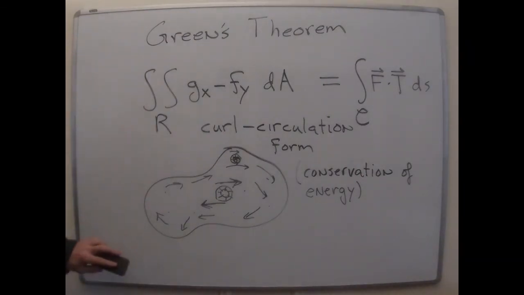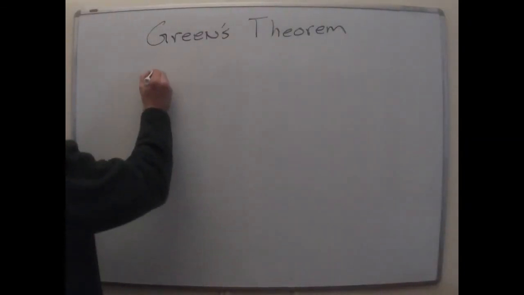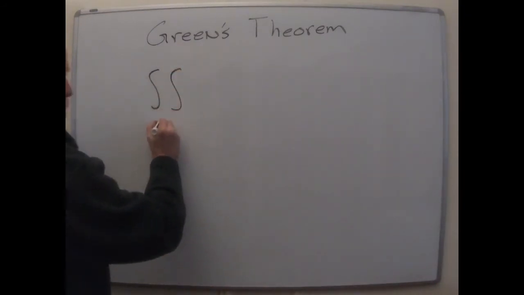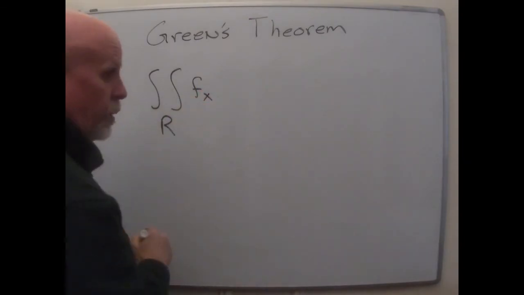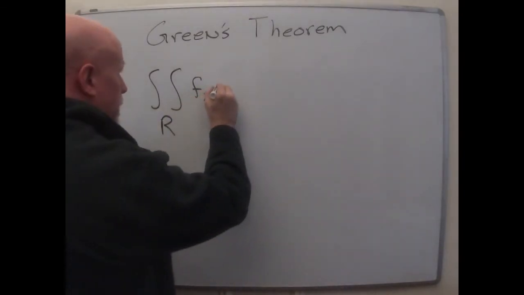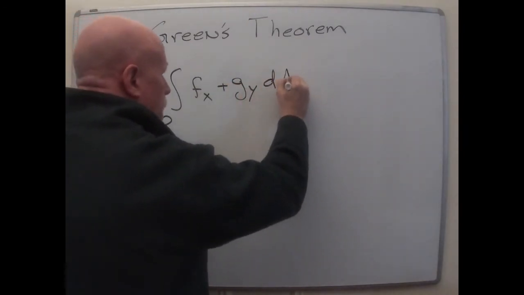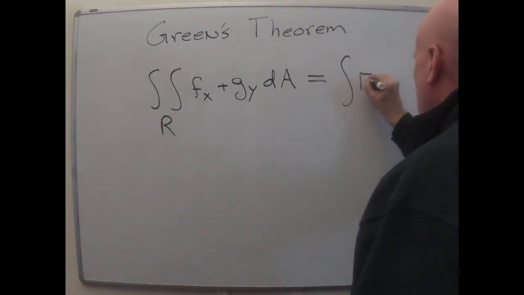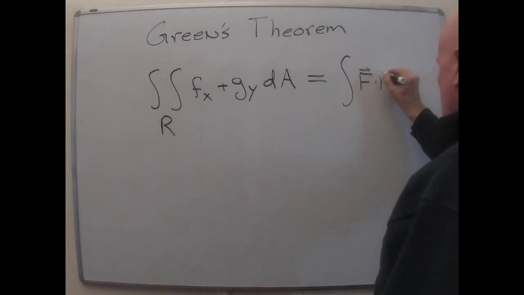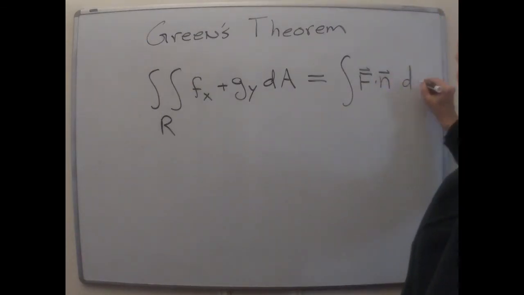There's a similar way to think about the other form of Green's theorem, which I guess I'll do lastly. So the other form of Green's theorem is a double integral over the region of del dot the vector field, f sub x plus g sub y, dA. And that's the one that looks like the integral of the field dotted with a normal vector. By convention, it's always an outward facing normal vector with respect to arc length.